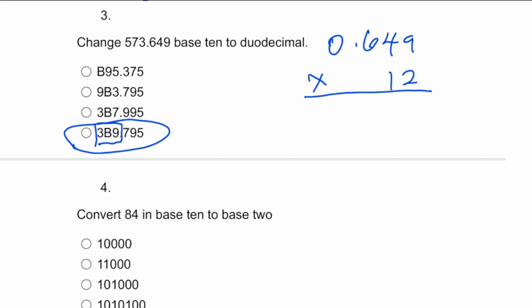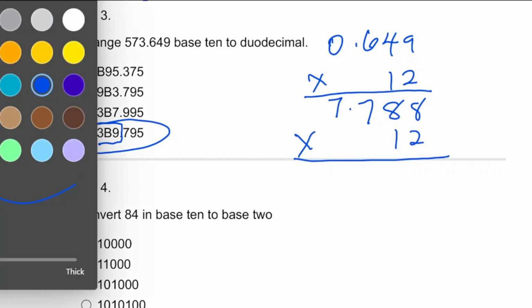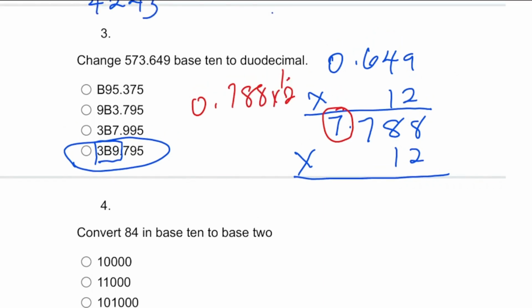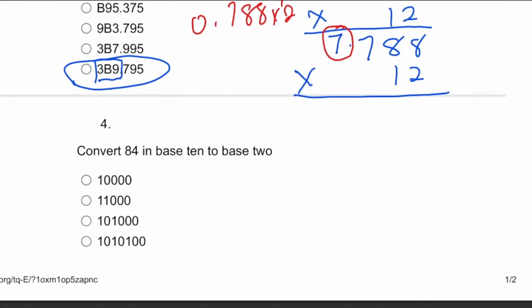So we are going to get 7.788. Multiply by 12 again. If you want to multiply by 12 again, you are not going to use the 7 you have there. Instead, it's going to be 0.788 times 12. So that's what you're going to press on your calculator. I hope I'm making sense, right?